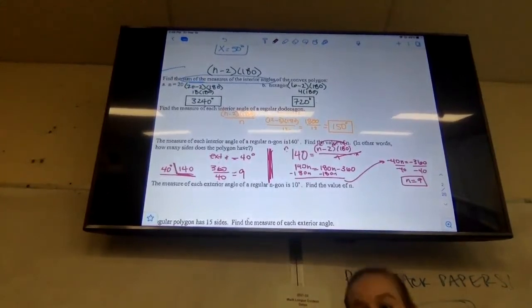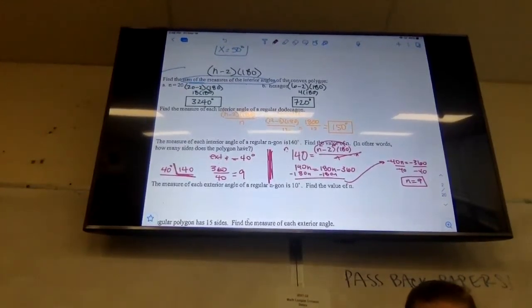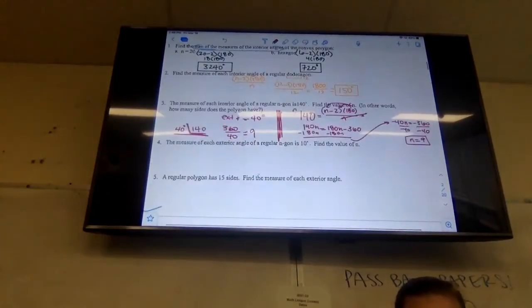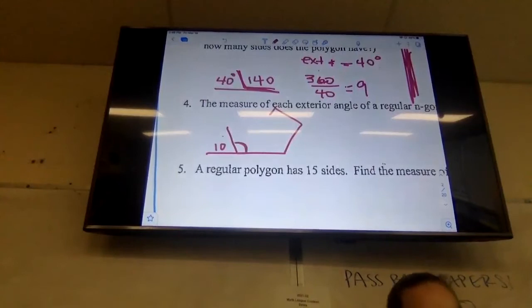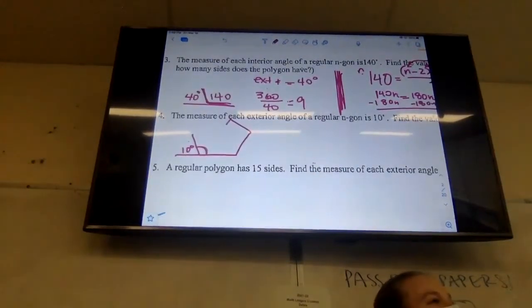Anybody questions? All right, 2 more examples here, and then we're going to get into some 6.2 notes. This says the measure of each exterior angle of a regular n-gon is 10. That's very similar to what we did last time, but this time my shape has 10 on the outside, and I truly don't care about the inside. If each exterior angle is 10 degrees, how do I figure out how many sides I have? 360 divided by 10, just like we did last round.